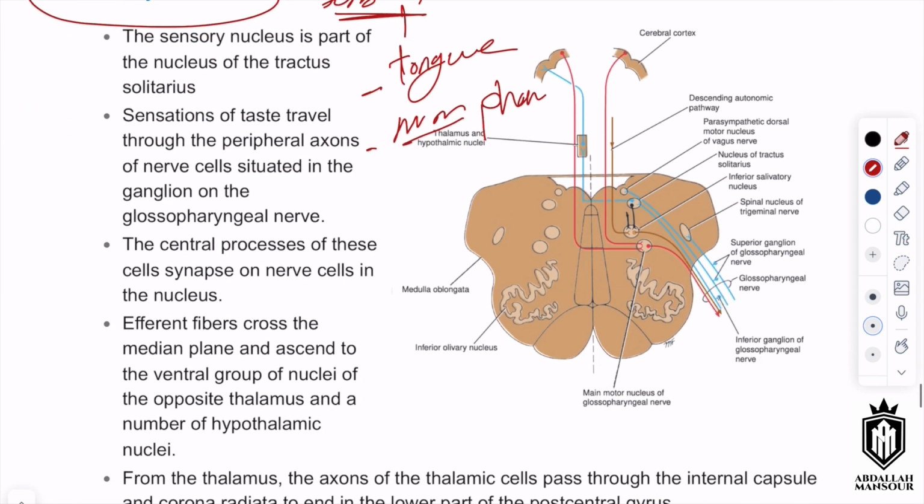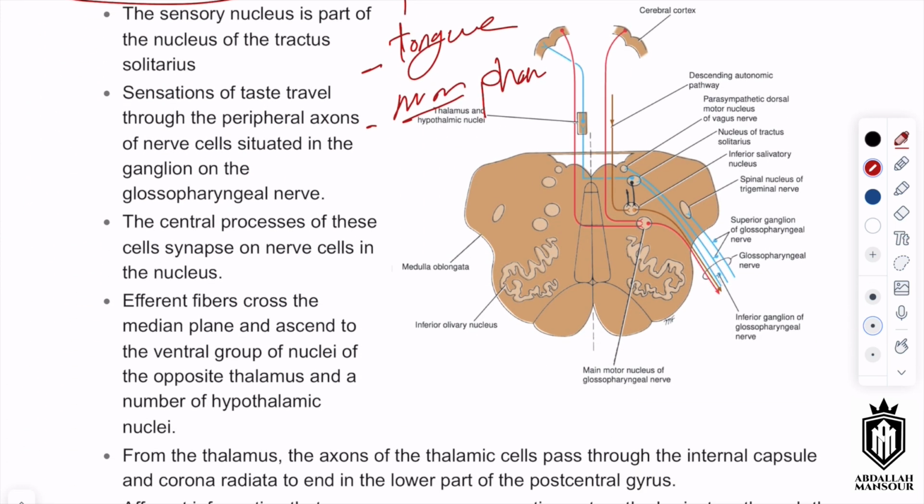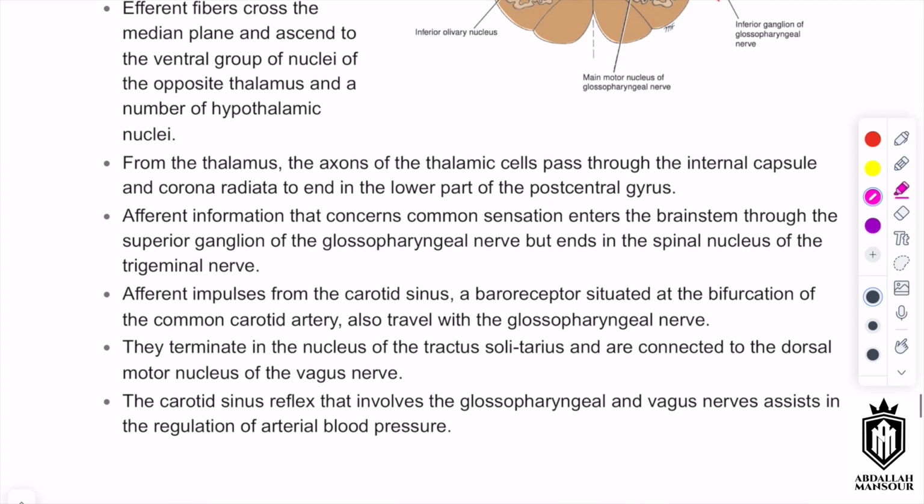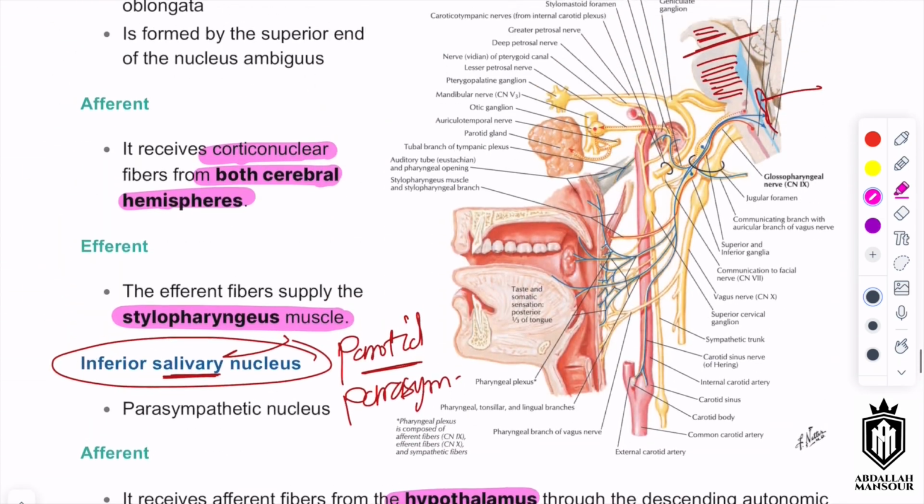Fine. So moving forward, you have the last nucleus, which is called the sensory nucleus. It's part of the nucleus of the tractus solitarius. All right, tractus solitarius, and the sensation of taste travels through the peripheral axon of the nerve cell situated in the ganglion of the glossopharyngeal nerve. This is all I want you to know about the sensory nucleus, that it's related to the taste fibers in the ganglion of the glossopharyngeal nerve. Maybe you can read the rest just to understand what's behind it.